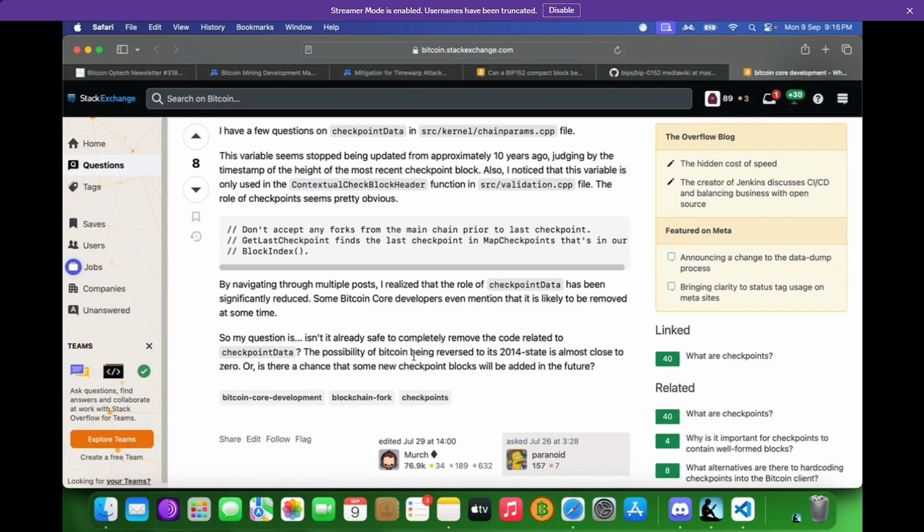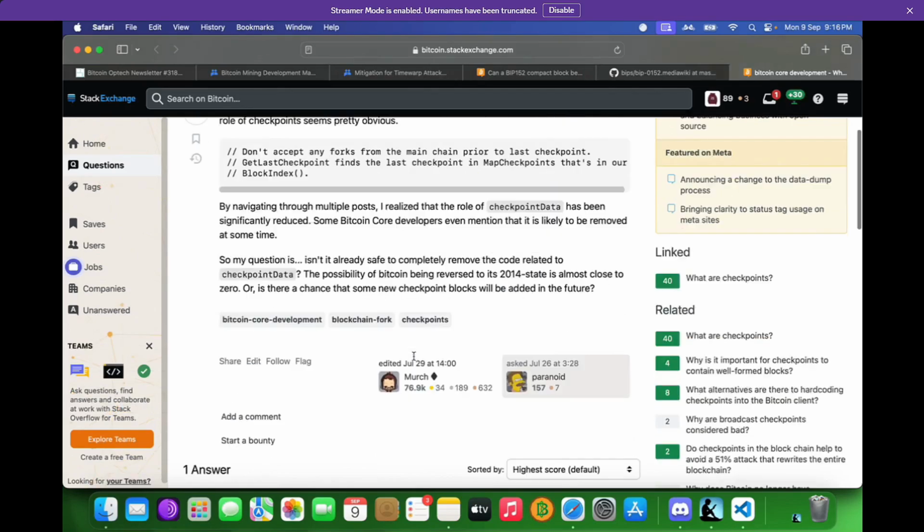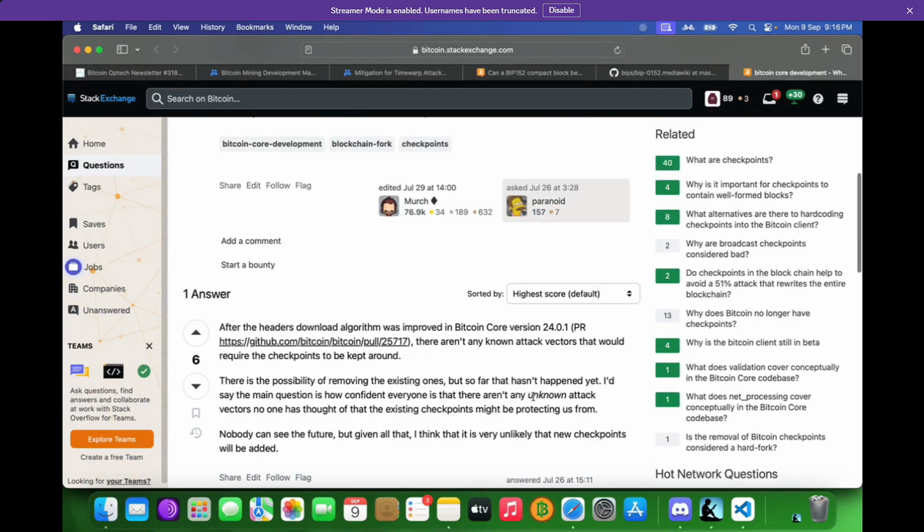So the answer is that there's no technical or rational reason that meets the eye why we should still have checkpoints in Bitcoin Core, because they've not been updated for 10 years. But what if there are some unknown attack vectors? You never know. Somebody might exploit an unknown attack vector. Maybe that's the reason why the developers have just chosen to let it be there. But you never know; they might remove it in the future.